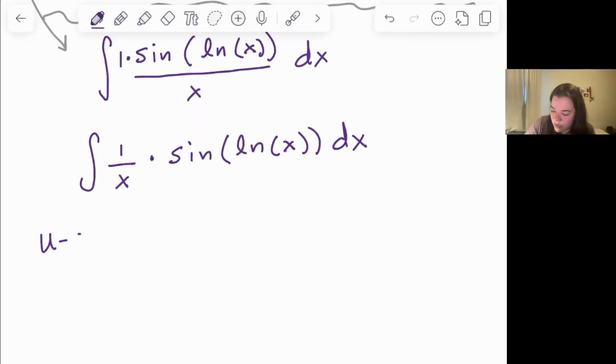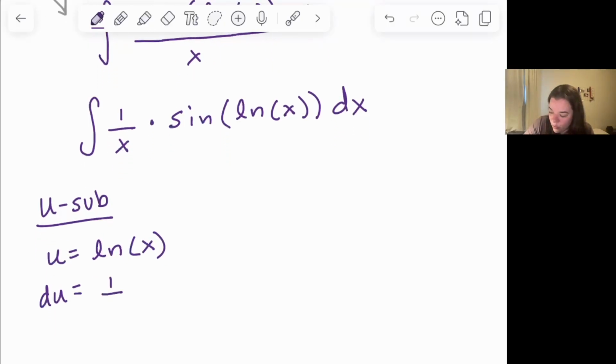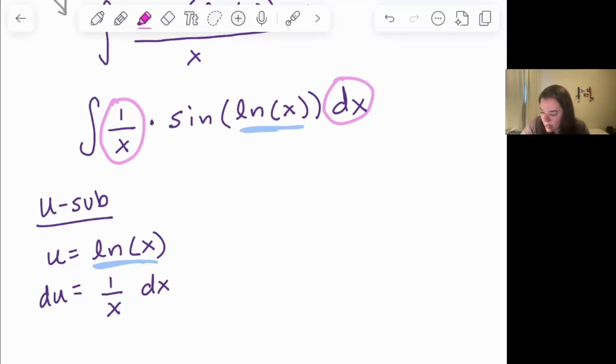Our U sub scratch work. I'm going to let U equal natural log of x. Because when I take the derivative, du, what is the derivative of the natural log of x? It is 1 over x dx. And there it is. I have perfect matches. Look, I have an ln of x right there. And then I have a 1 over x dx right there.